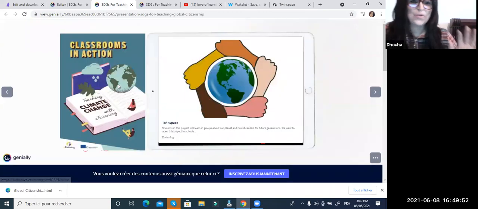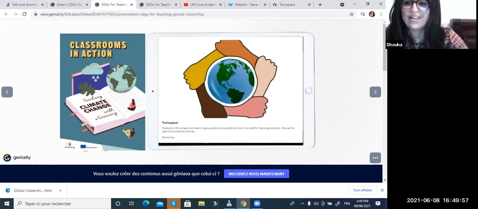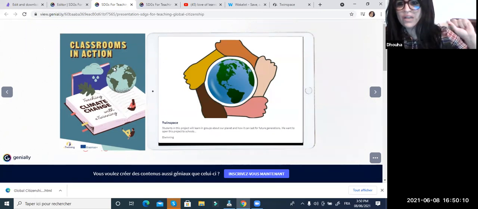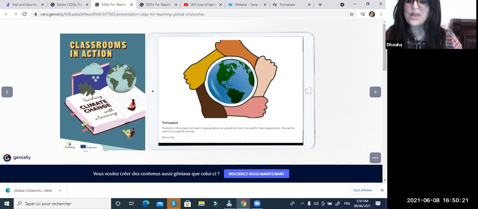Here I want to show you the Classroom in Action. It's a book created by eTwinning. They select the best practice on SDGs, how to save the planet for future generations, the different activities, working collaboratively. That means if students in Jordan have an event to clean the ocean, here in Tunisia there is the same event on the same day to clean our ocean, our forest, to plant a tree.